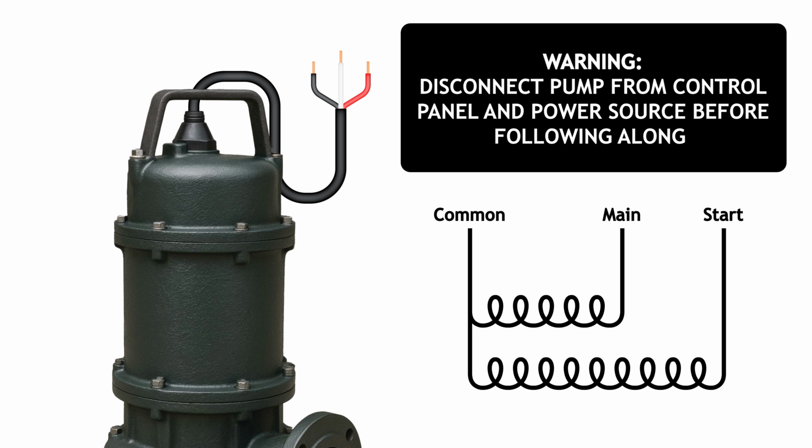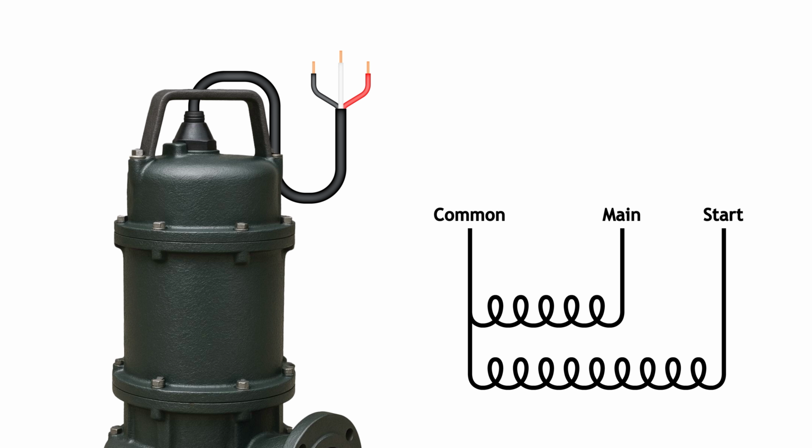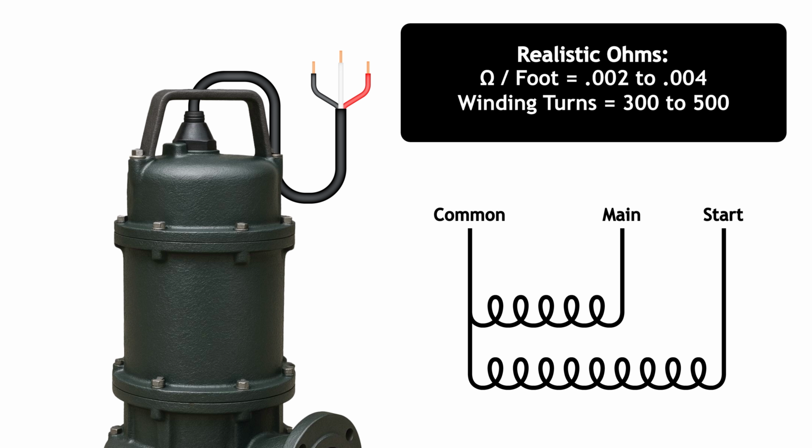Let's take a look at a basic 3-lead motor winding schematic for a grinder pump. We are showing the motor wiring diagram as well, the equivalent electrical schematic of the 3-lead motor. Also note our examples of ohms per foot and winding turns are simplified for our example. In the real world, the ohms per foot would be 0.002 to 0.004 ohms per foot, and the winding turns would be 300 to 500.